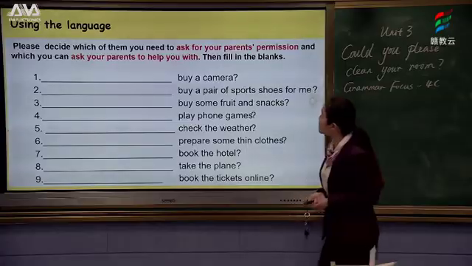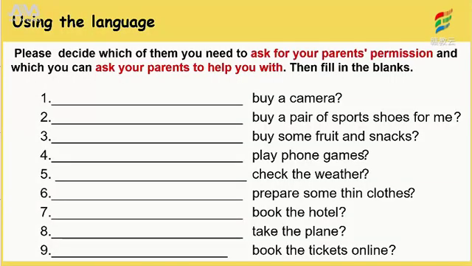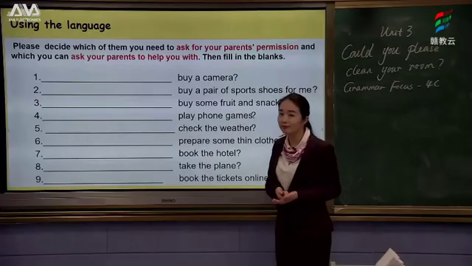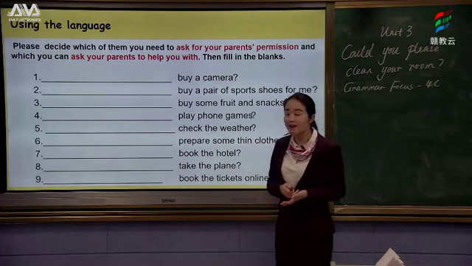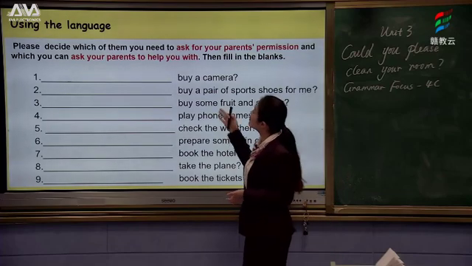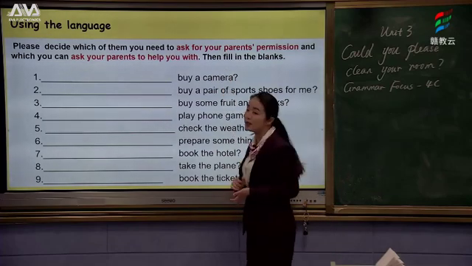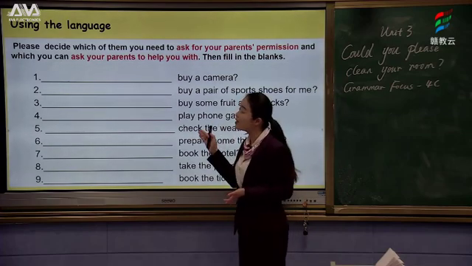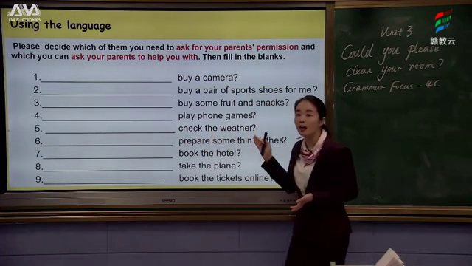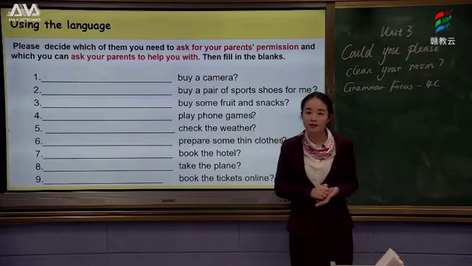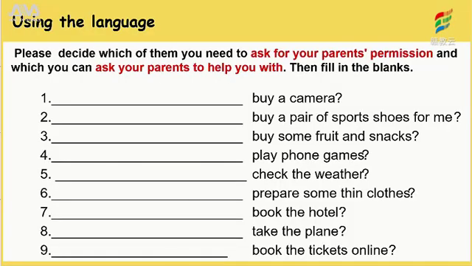Now, please decide which of them you need to ask for your parents' permission and which you can ask your parents to help you with. Then fill in the blanks. Let's see which ones need your parents' permission and which ones need their help. Now, please do it. Go.